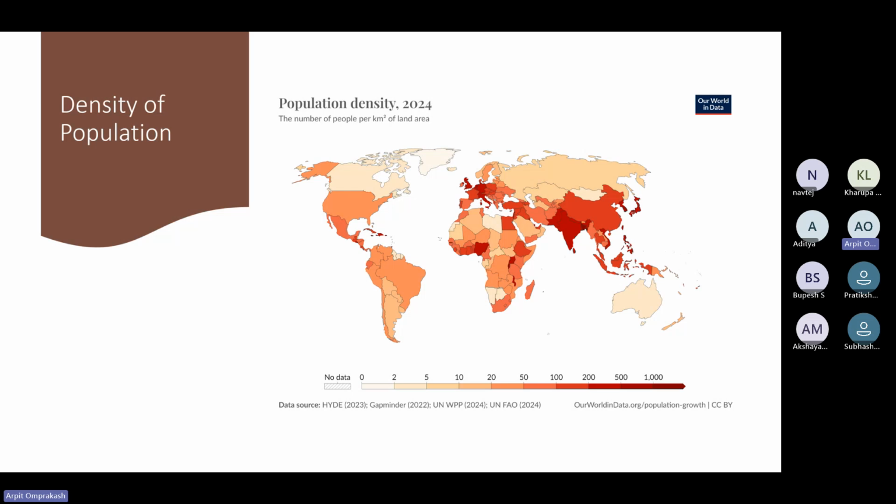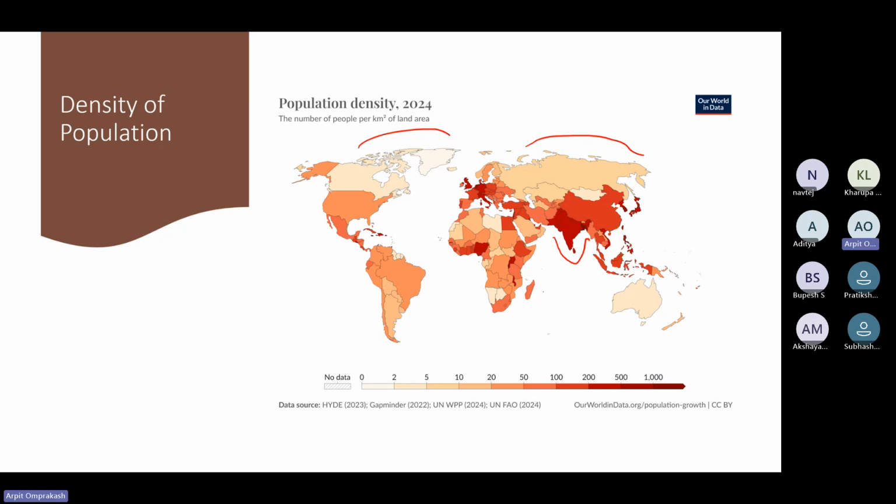And that also affects the impact that humans have on a given area. So, for example, India has a very high population density. India, Bangladesh, and other South Asian countries generally have a very high population density compared to areas such as Russia or let's say Canada.